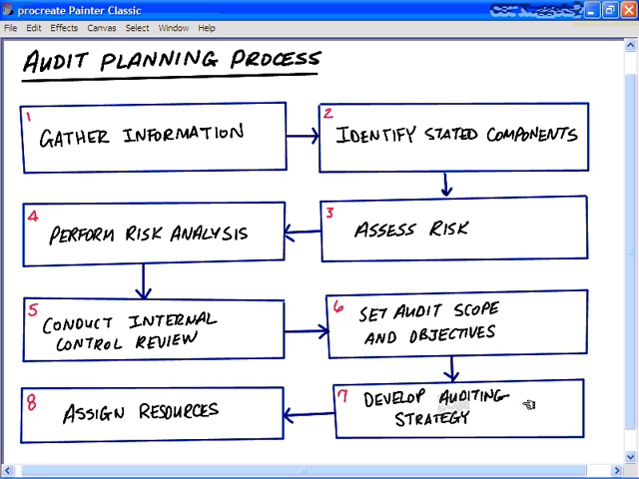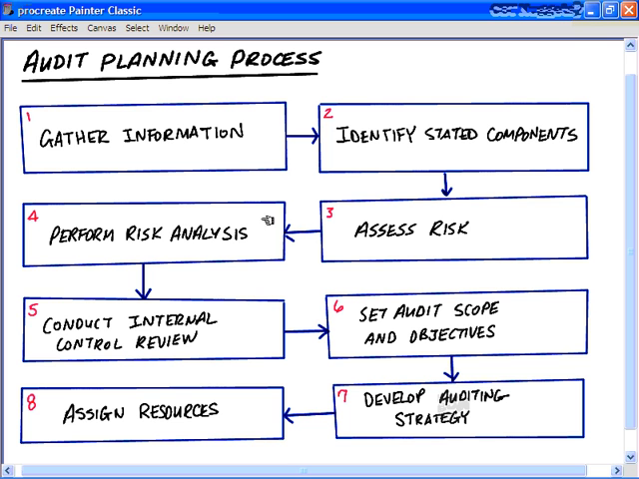Fortunately, you don't have to develop this auditing strategy in a vacuum. In this CISA series, I'll give you all the tools you need to develop this strategy. And then finally, once you've accomplished all 7 steps, you're now ready to assign the resources. This is actually personnel resources to complete the process.